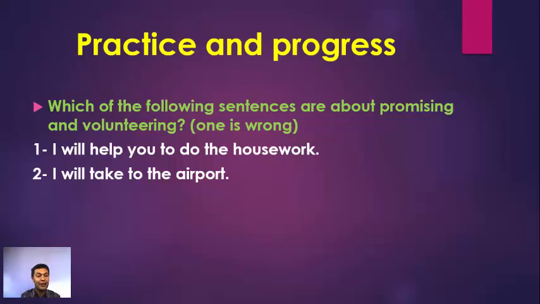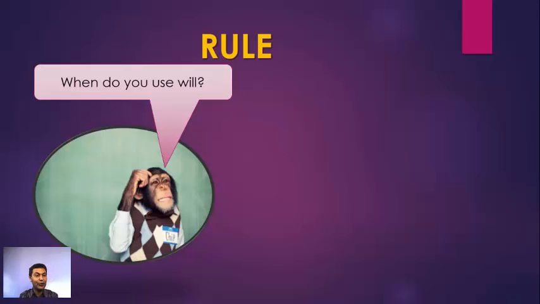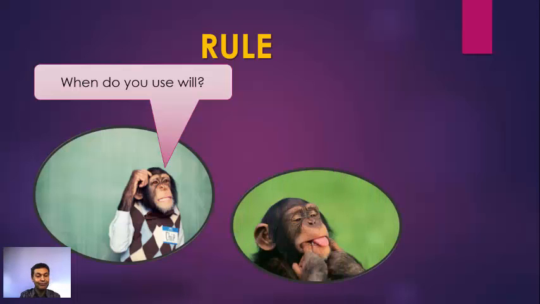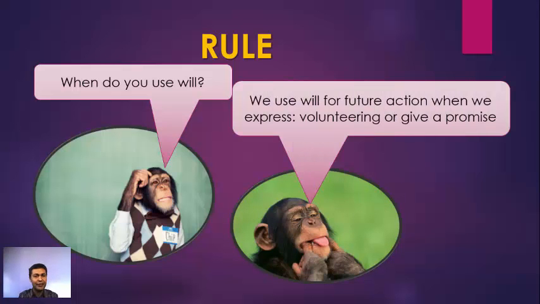So now we come to the rule. The monkey, pondering, asks us, when do you use will? Answering, wait, I know the answer. We use will for a future action when we express what? Volunteering, or when we want to give what? A promise. That's it, guys.